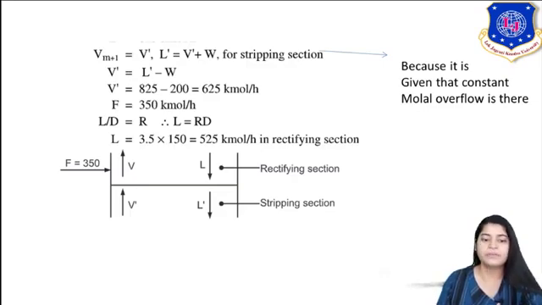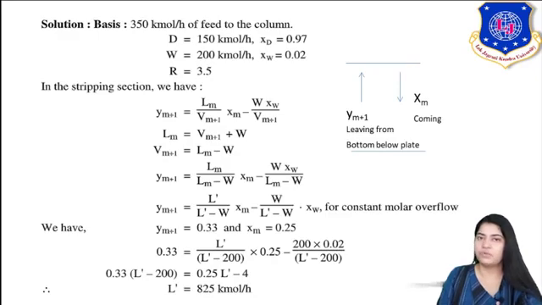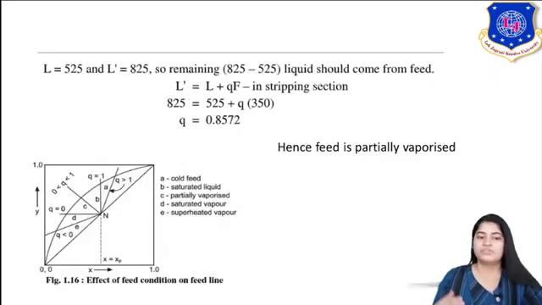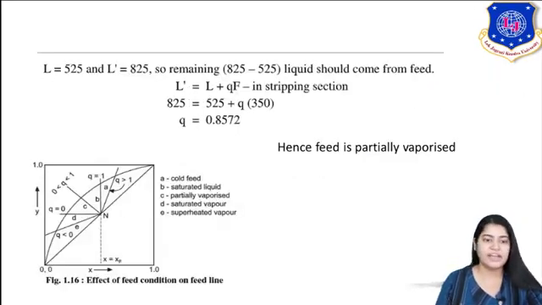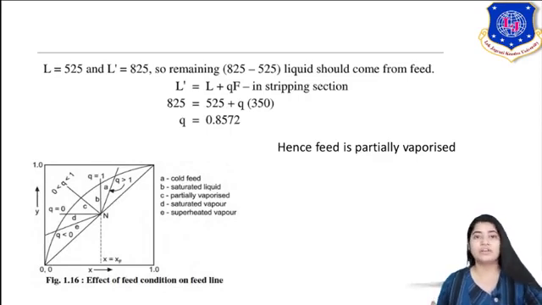L and V are for the rectifying section. L is 525 kilomole per hour in the rectifying section. For the stripping section, L bar is 825 kilomole per hour. So L is 525 and L bar is 825. The remaining 350 is from the feed. Now learn the equation of the q line, how we derive it.